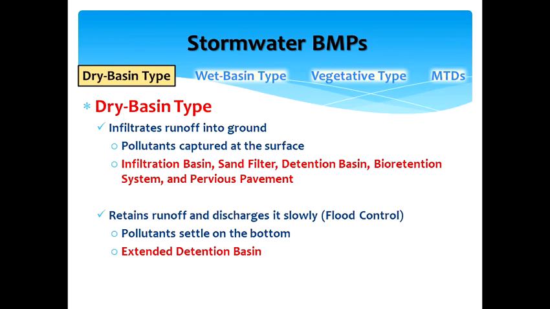The extended detention basin holds stormwater runoff and discharges it slowly over a prolonged period of time, providing flood control. It may take 10 to 12 hours to empty most of the runoff collected in a detention basin and take up to 72 hours to entirely drain the basin. The detention basin removes pollutants via settling.